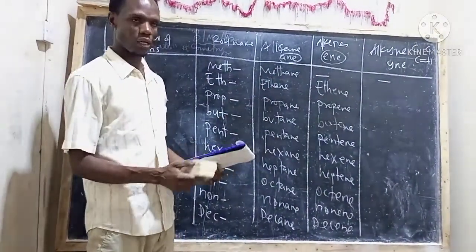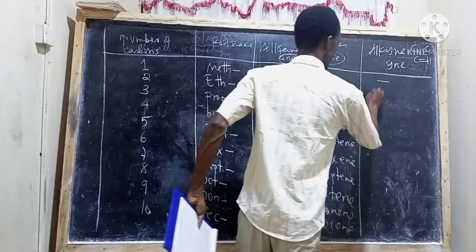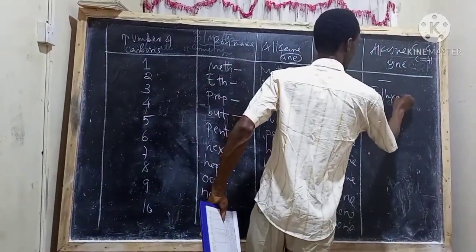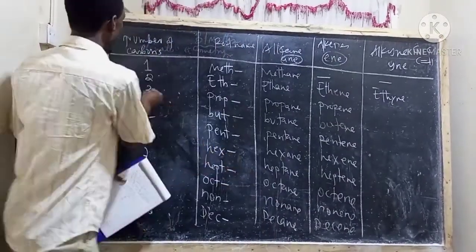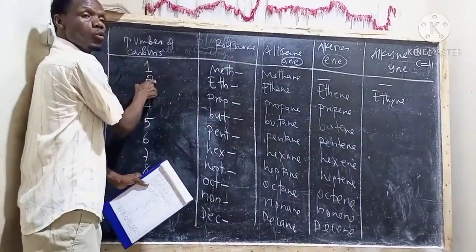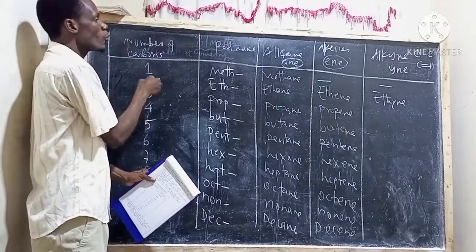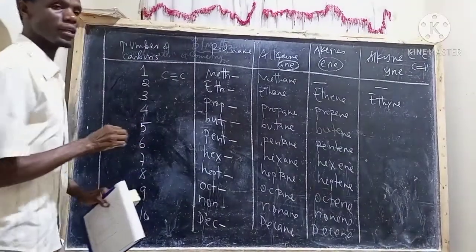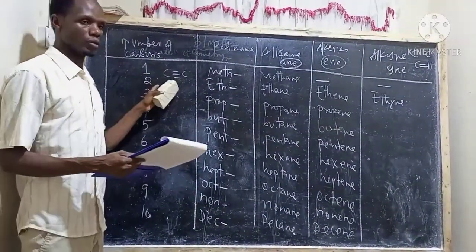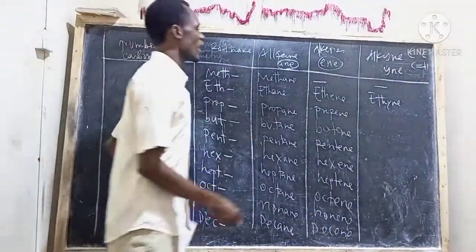We don't have it. But we have ethyne. Why do we have ethyne? Because ethyne is a hydrocarbon with 2 carbons. It is possible to obtain the triple bond because it has got 2 carbons. And therefore, this is ethyne.